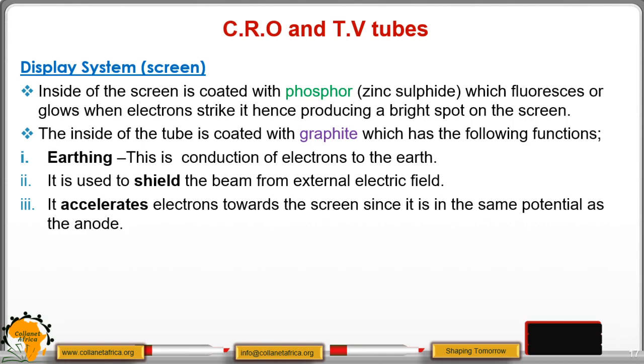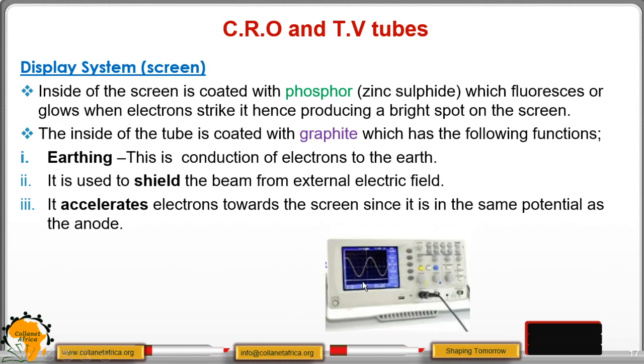Then number three, it accelerates the electrons towards the screen, because this graphite has the same potential as the anode. So the graphite has those three functions: earthing, then shielding the beam from the external electric field, and number three, accelerating the electrons towards the screen.